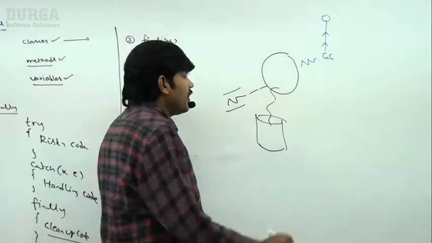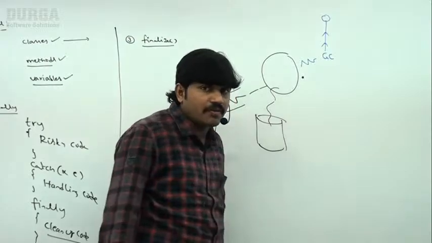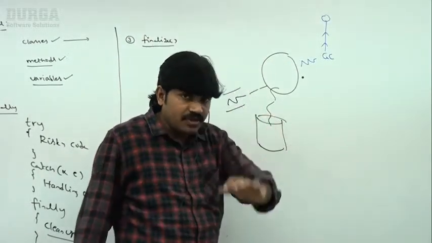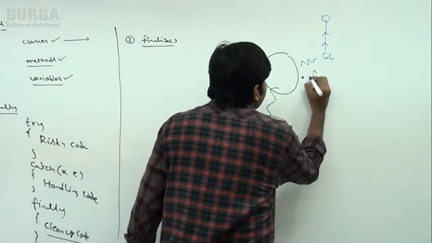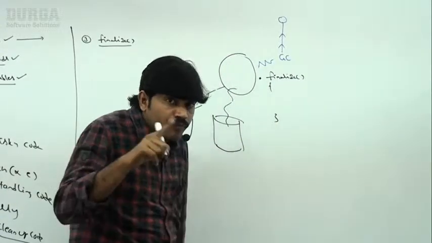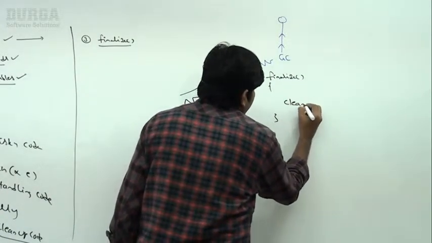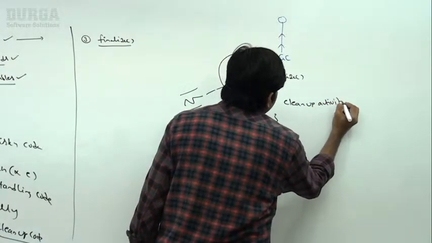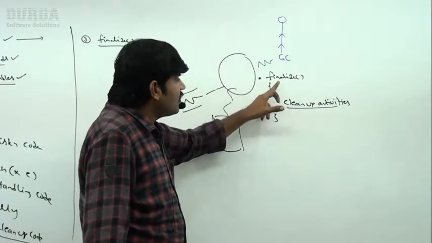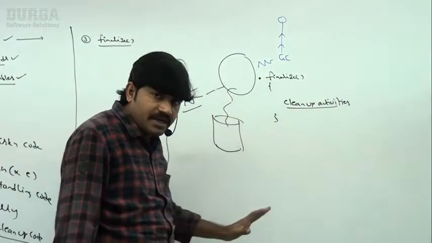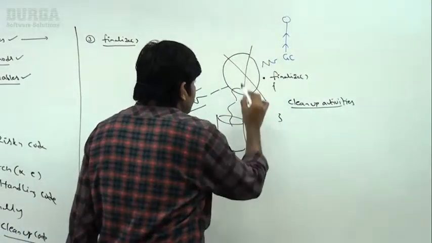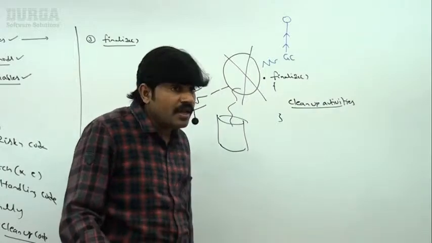Then immediately the garbage collector, to perform those cleanup activities, will call the finalize method. Can you spell out what is the method? Finalize method. To perform which activities? Cleanup activities. To perform cleanup activities, the garbage collector will call the finalize method. Once the finalize method is completed, cleanup activities are completed, immediately the garbage collector will destroy this object.